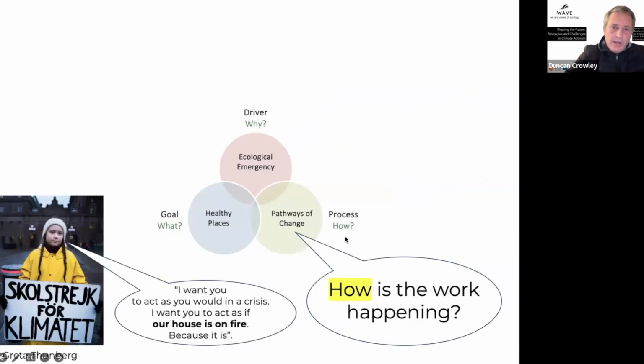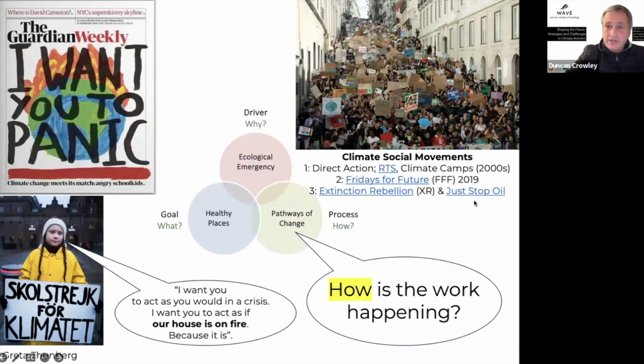How's the work happening? Well, thankfully, this young girl a few years ago made a fuss, and that led to angry kids getting on the streets and a resurgence of the climate movement. There were declarations of climate and biodiversity emergency made. We also had groups like Extinction Rebellion and Just Stop Oil on the streets, also engaging in further direct action. And this is great to see. It's needed. COVID came and that affected things quite a bit.